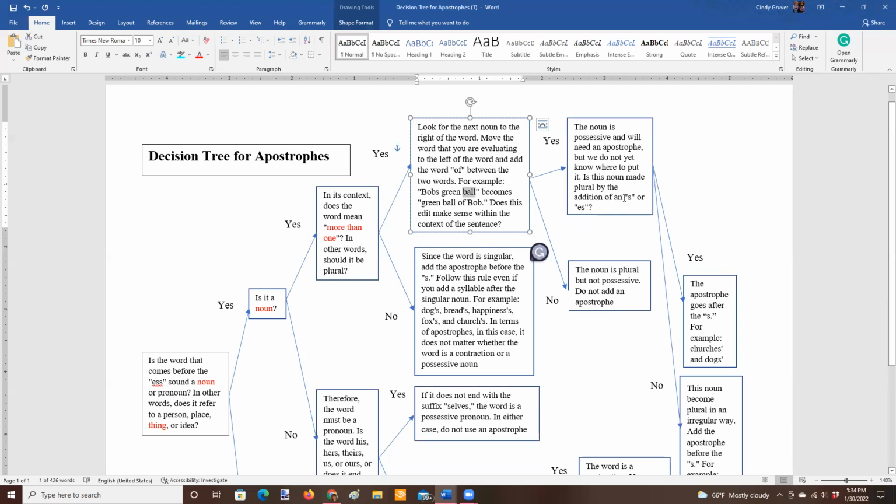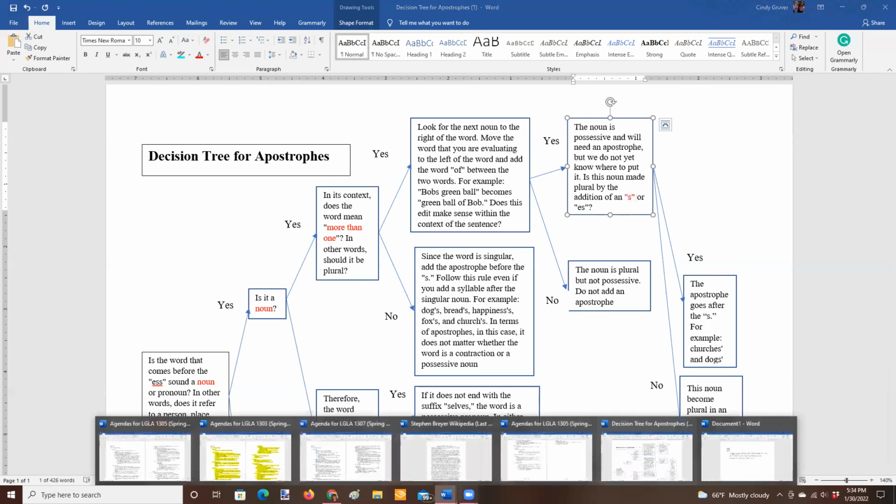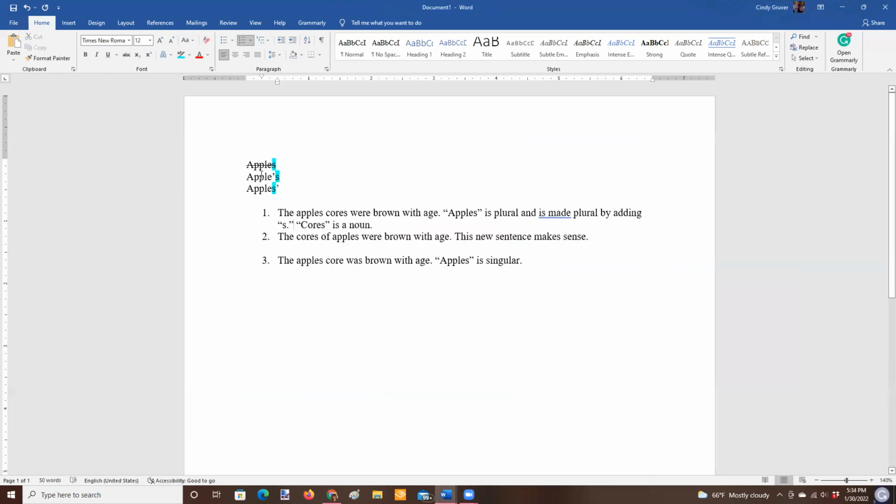So this is true. It's made plural by adding S. So the yes is our correct answer. So the apostrophe goes after the S. So the correct choice is going to be this one. So I'm going to go back to my first sentence. I'm going to put the apostrophe here.